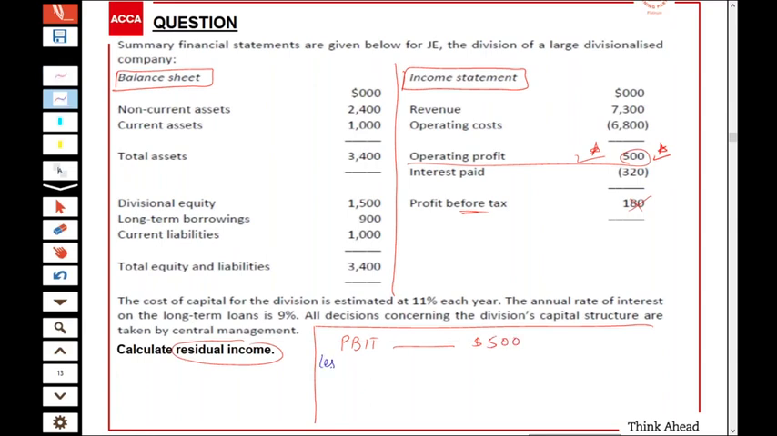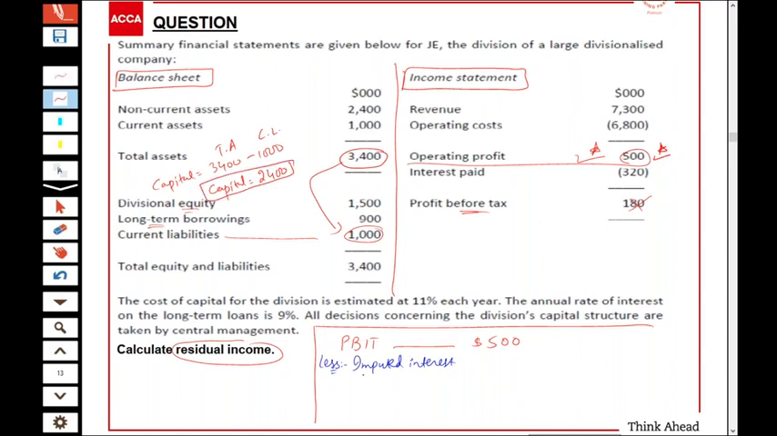The next step would be to deduct imputed interest. And how will you calculate the imputed interest? That is capital. And where does capital come from? That is total assets, 3,400, and current liabilities, 1,000. And these are long-term borrowings and the divisional equity. So capital would be calculated that way. You have to deduct it. Capital is equal to total assets 3,400 minus current liability 1,000. So my capital is 3,400 minus 1,000, that is 2,400. The simple calculation.